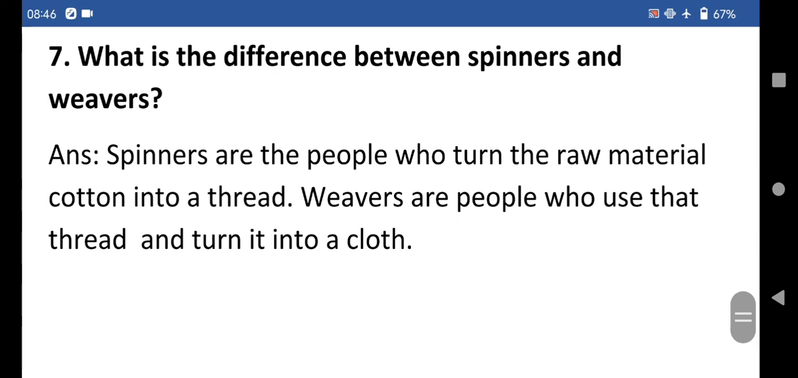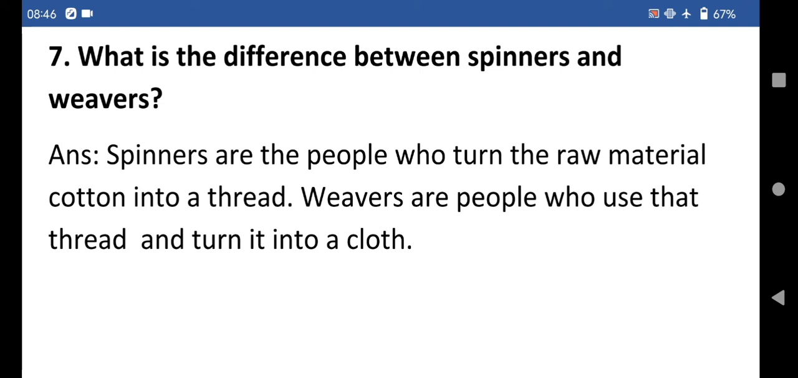Next 7. What is the difference between spinners and weavers? So let us check it out, the difference between spinners and weavers. Spinners are the people who turn the raw material cotton into a thread. Weavers are people who use that thread and turn it into a cloth.